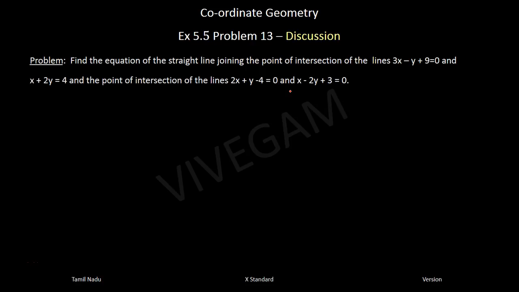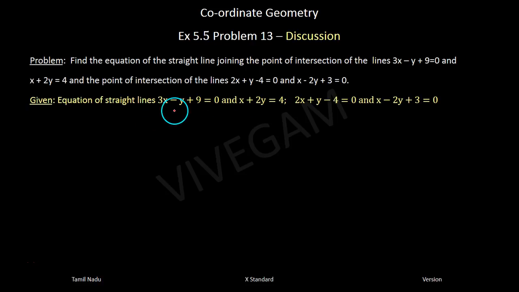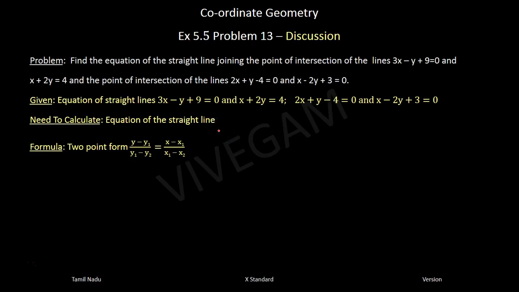Okay, right. So what's given here? Equations of the straight lines 3x minus y plus 9 equal to 0 and the next pair of equations. So altogether 4 equations, two pairs of equations. We are asked to find the equation of the straight line. The formula is the two-point form, right? The first point is obtained by solving these two equations. The second point is obtained by solving these two equations.